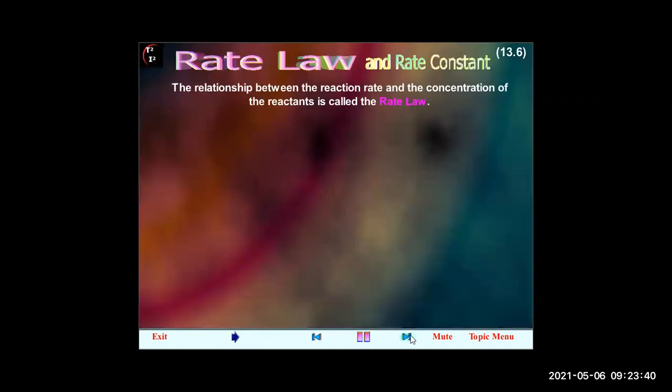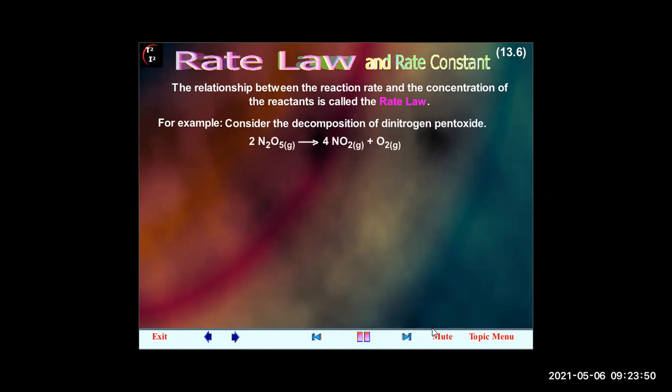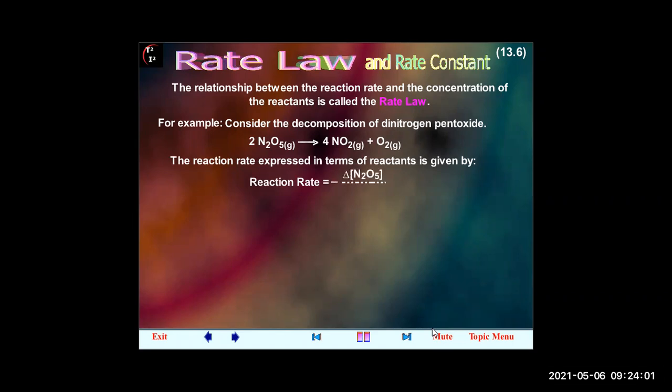The relationship between the reaction rate and the concentration of the reactants is called the rate law. For example, consider the decomposition of dinitrogen pentoxide. The reaction rate expressed in terms of reactants is given by reaction rate equals negative change in concentration of N2O5 divided by 2 times the change in time.